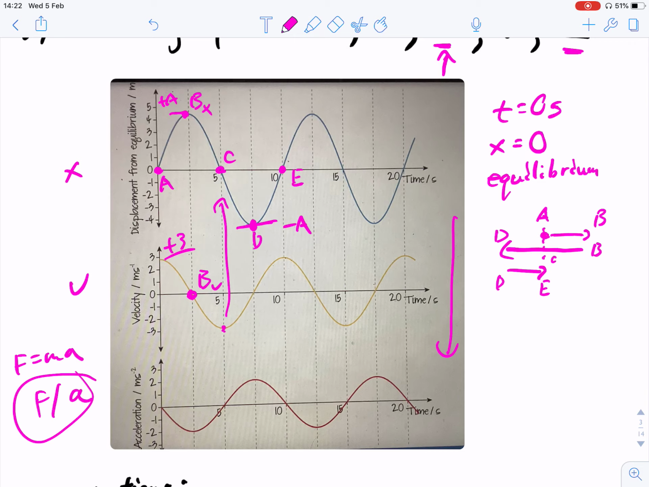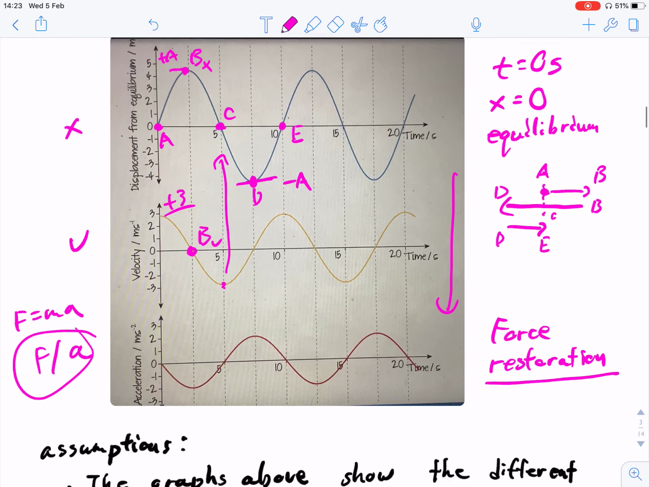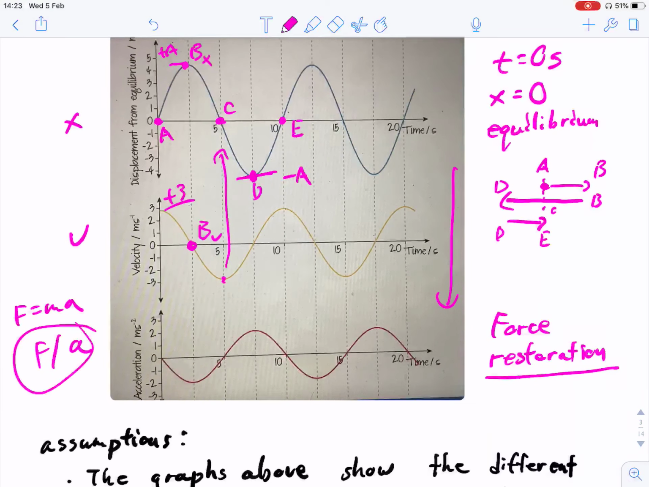And now acceleration. Remember acceleration and force, the force is a restoring force. So it's working against the direction of things. So this is where it's really, really important to remember the negative for something like force, right? F equals negative kx, right? So force and displacement are opposite to each other.